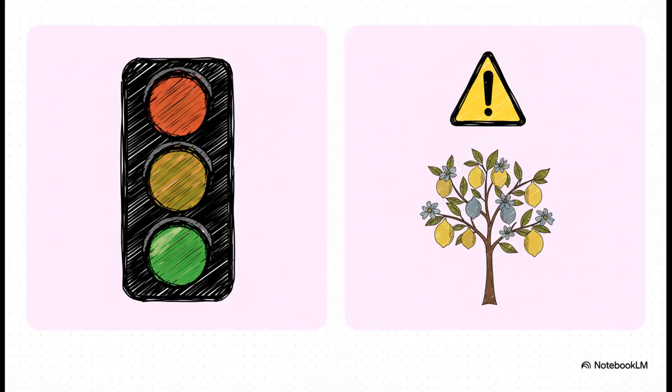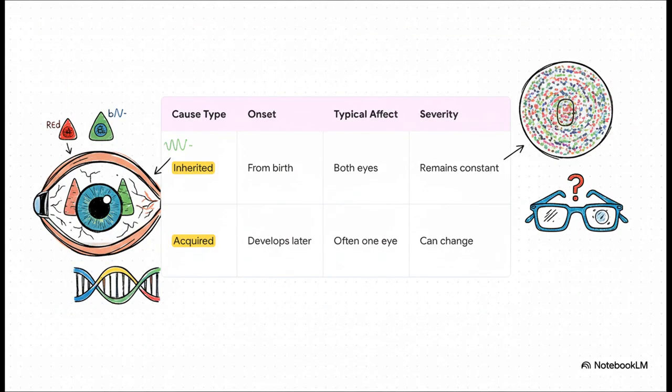These are the patients who might tell you they see gray or just neutral tones where there should be vibrant colors. This table is fantastic because it lays out the key differences you need to be looking for. Inherited CVD, it's there from day 1, it affects both eyes equally, and it stays the same throughout their life. Acquired CVD, though, that's a different beast. It can pop up later in life, often in just one eye, and the severity can actually change over time.